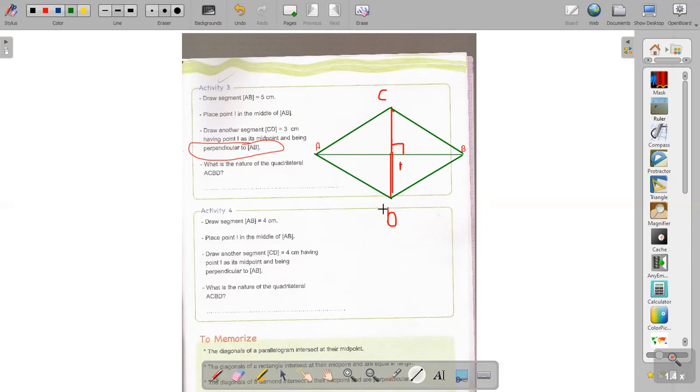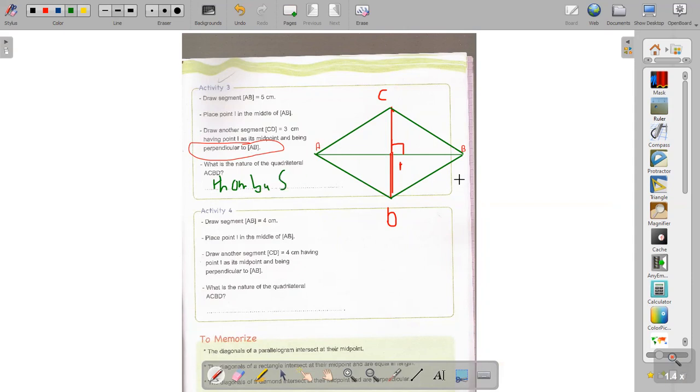What is the nature of this quadrilateral? Is it a square? No. Why? Because the angles here aren't right. But if we look at all sides, all of them have the same length. They are equal. So which quadrilateral has 4 equal sides but no right angle? So it's a rhombus. So let's write rhombus. Now we will deduce the properties of the diagonals of a rhombus.